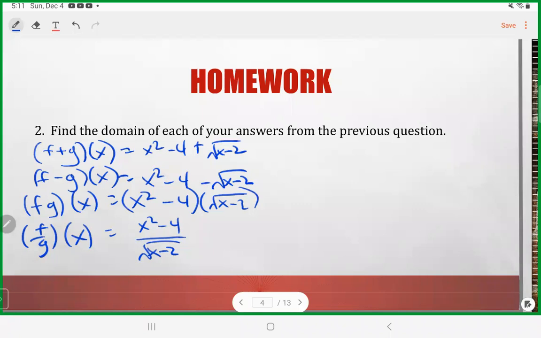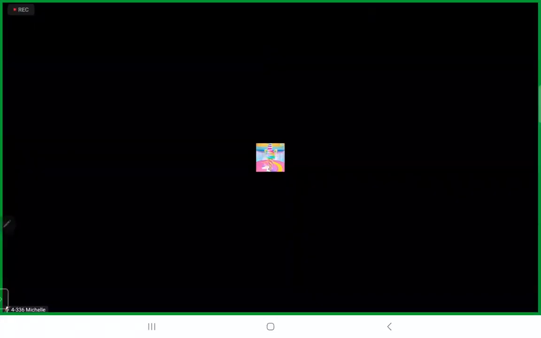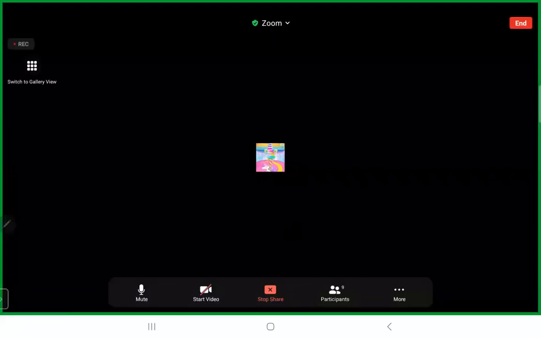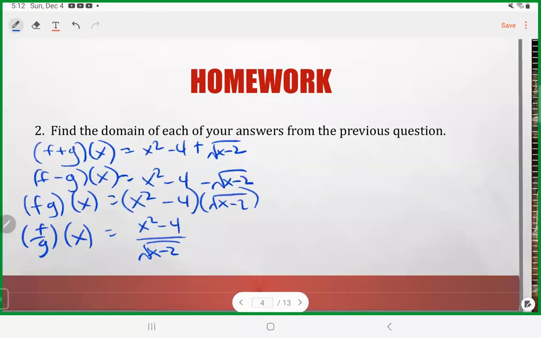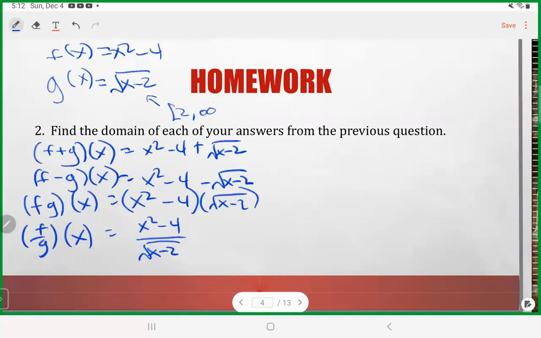Kaylee, how do you find the domain? You find what it cannot be, and then you say what it can be. So the domain is what x can be. Kaylee, I'm having trouble hearing you. Can you speak up, or is it the mic not working? Is it what x can be? Yeah. The domain is what x can be and the restrictions, right? So f of x is equal to x squared minus 4. Are there any restrictions on that? No, I don't think so. Yeah, there's no restrictions. What about g of x? It has to be 2 or greater. Very good.